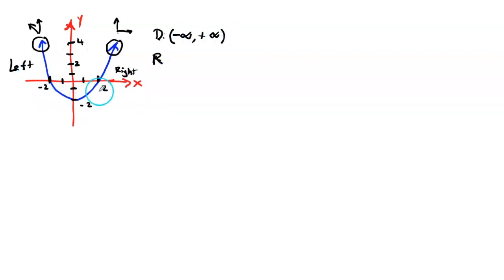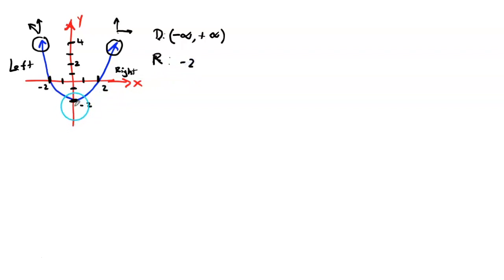Let's look at the range. Now, instead of looking left and right, I look up and down. Okay? So my range, up and down. I always start with the lowest value. The lowest value on the y-axis is right here, where my graph, that's the lowest value of my graph. And that value is -2.